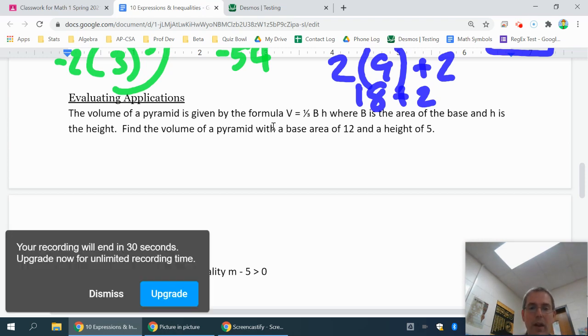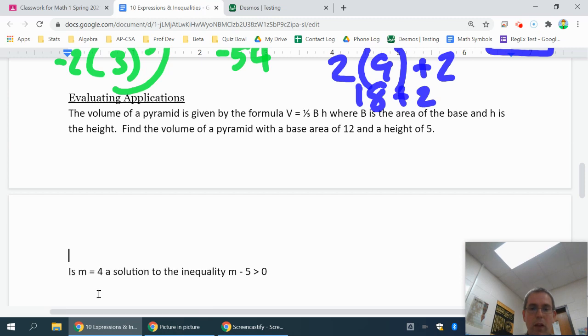This first one is one where they give you an equation. All you're going to do there is plug the numbers they give you into the equation. So I would basically keep the 1/3 like it is in the original problem. It tells you the base is 12 and the height is 5. So you just plug in and evaluate from there. On this next one, you would just plug in the 4 where the M is. And then you would say, well, 4 minus 5, is that bigger than 0? No, -1 is not bigger than 0, so that is not a solution.